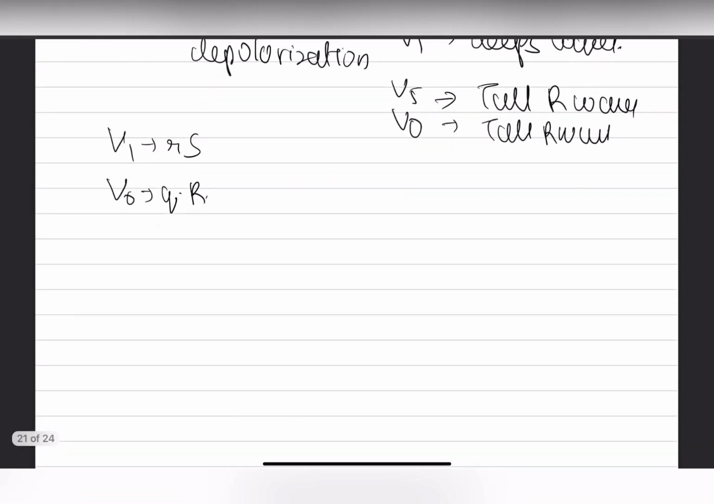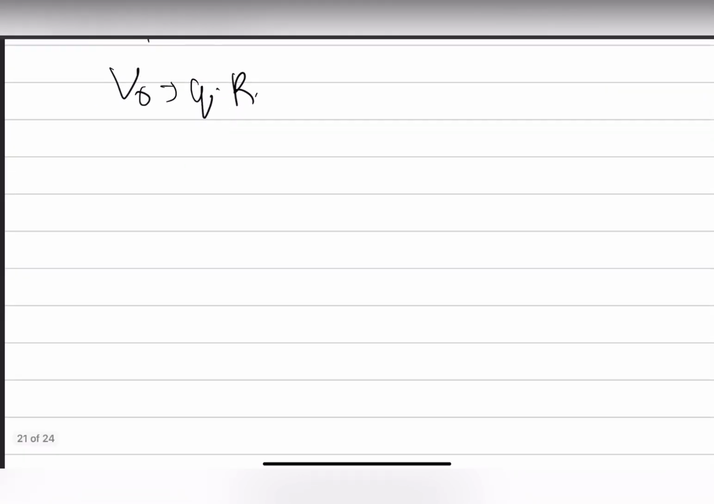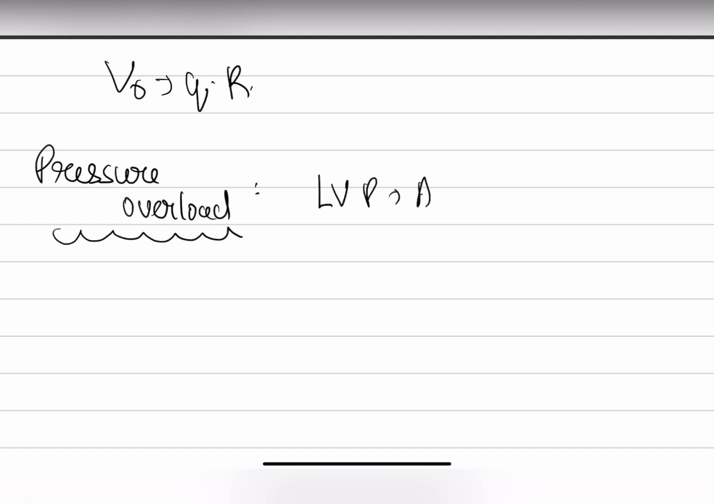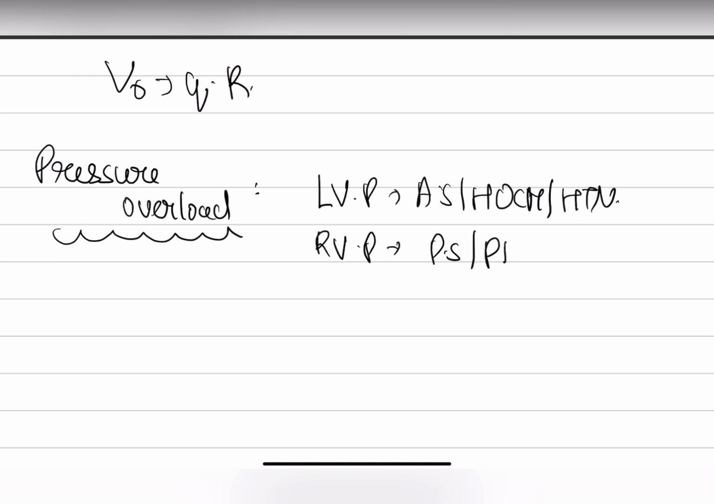Now going into the concept of pressure and volume overload. What is pressure overload? Any condition which can cause LVOT obstruction, RVOT obstruction, or tricuspid or mitral obstruction increases the pressure and results in concentric hypertrophy. That is an example of pressure overload. Conditions for LV pressure overload include aortic stenosis, HOCM, and hypertensive heart disease. For RV pressure overload, think of the same thing: pulmonary stenosis, pulmonary hypertension. All these will increase the RV pressure overload.